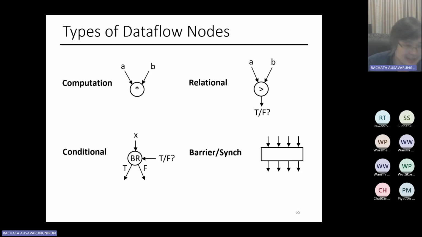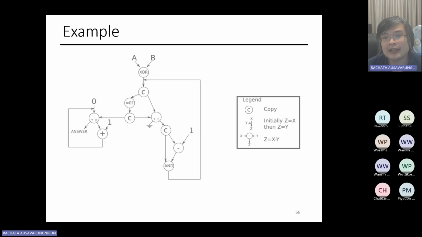A data flow node can have many types, like computation, relational, conditional, barrier. And we have one example here. I'm not going to go over this example this lecture. I'll do it at the beginning of the next lecture. But your homework as extra credit is to tell me what this does. You have the slide from the course website. You can stare at this example a little bit and try to figure out what it does. What is this logic? And as you can see, you might discover that something so simple can be complicated in the data flow model.